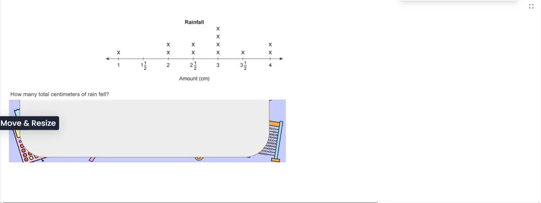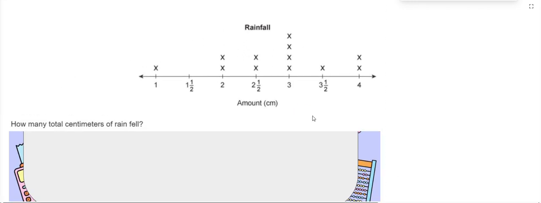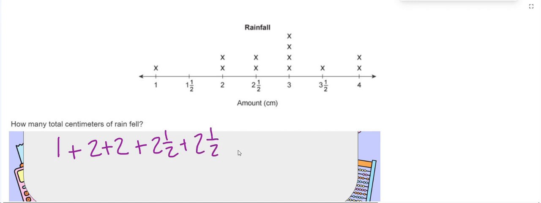All right, here we have a dot plot and it says how many total centimeters of rain fell. So our dot plot shows the amount in centimeters of rainfall we would assume like on certain days. So we need to add up all these values. So I'm going to write those out here. We have 1. We have 2 2s. We have 2 2.5s. We have 4 3s. We have 1 3.5. And we have 2 4s.